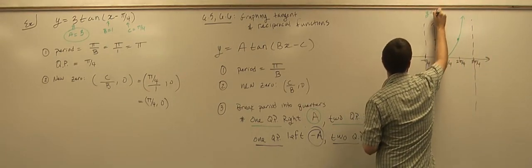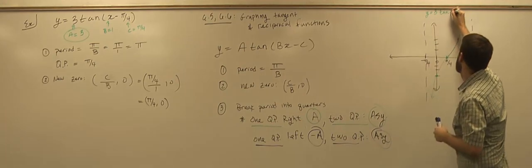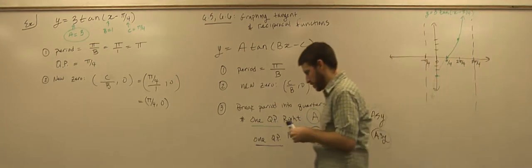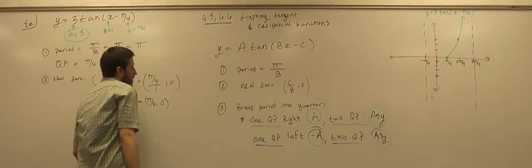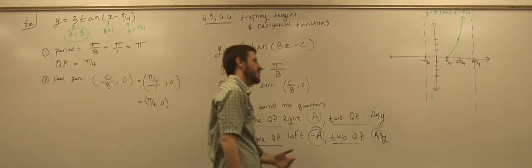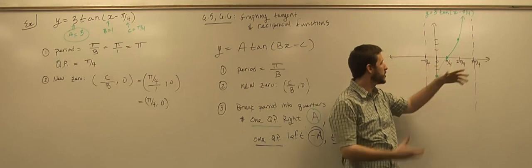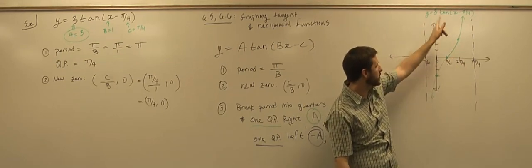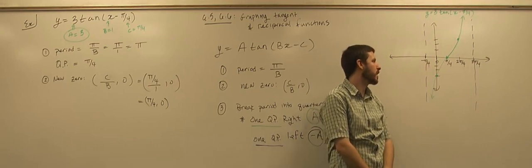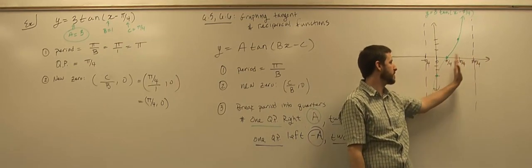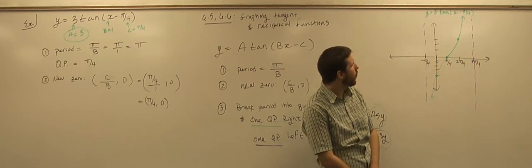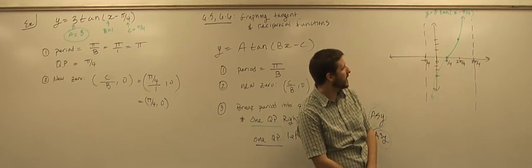So this is one period of 3 tan(x minus pi over 4). In fact, it's just the tangent graph shifted over pi over 4 and stretched by 3. Right? We started at pi over 4 instead of 0, and we stretched it by 3. But this has all my important x values on it. All my asymptotes. Well, 2 of my asymptotes, the main 2.